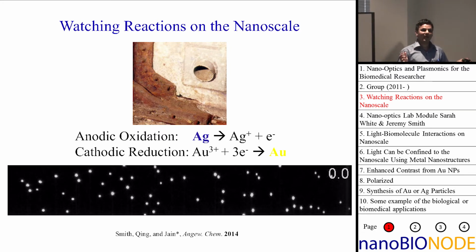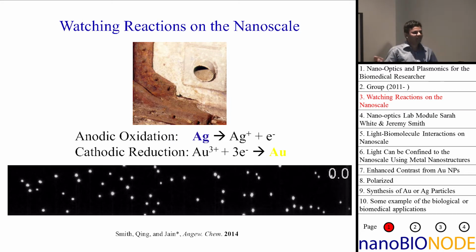What my lab does well is visualize these particles under in situ conditions where they're undergoing reactions, watching them inside tiny reactors. What I'm showing you is a snapshot of a reactor where little silver particles are immobilized, and we are flowing in gold salt. When you flow gold into a solution of silver particles, the silver, which is unstable, exchanges with gold, and you make hollow gold nanoshells. This is a synthetic technique for making gold nanoshells.